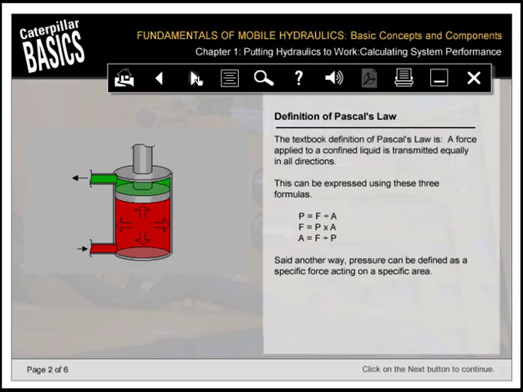The textbook definition of Pascal's law is, a force applied to a confined liquid is transmitted equally in all directions. This can be expressed using these 3 formulas. Pressure equals force divided by area, force equals pressure times area, or area equals force divided by pressure. Said another way, pressure can be defined as a specific force acting on a specific area.